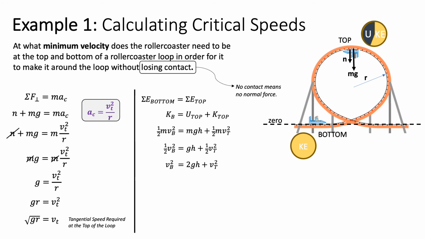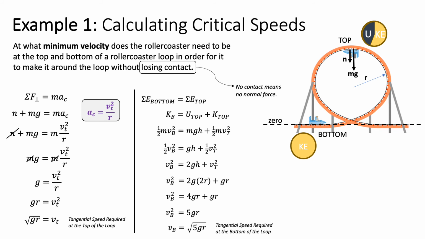Also, the height of the loop is basically a double radius. So plugging in those numbers, that's what I'm going to get. And you're going to see here I have 4 GRs plus a GR, which is 5 GR. I take the square root, and boom. That is the tangential speed required at the bottom of the loop.